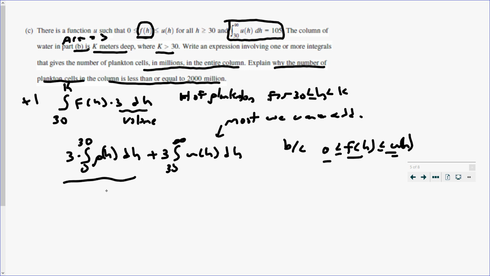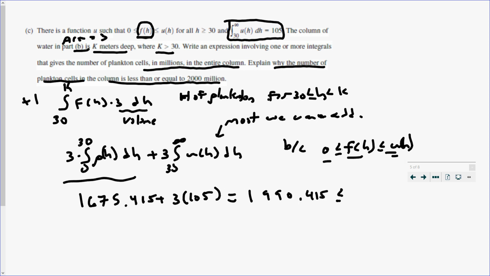So this number we already got from part B, which we said was 1,675.415. Plus this becomes 3. We know U of H is 105 from above. And if you add those together, what you wind up with is 1,990.415, which is less than or equal to 2,000. So in other words, this is the most, well, I guess I should say units, million. This is the most we can have in the column.